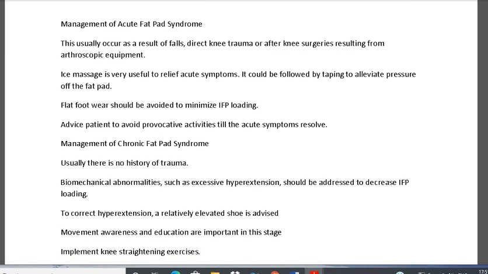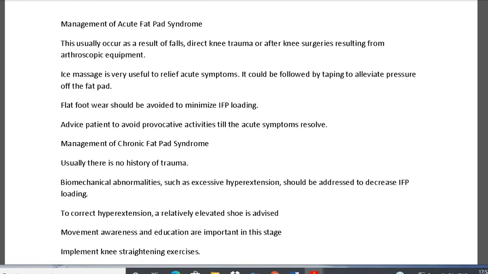Management of the acute condition, which might result from falls, direct knee trauma, or after knee surgeries: ice massage, that is cryotherapy, and flat footwear to minimize the loading. We advise the patient to avoid provocative activities till the acute symptoms resolve.